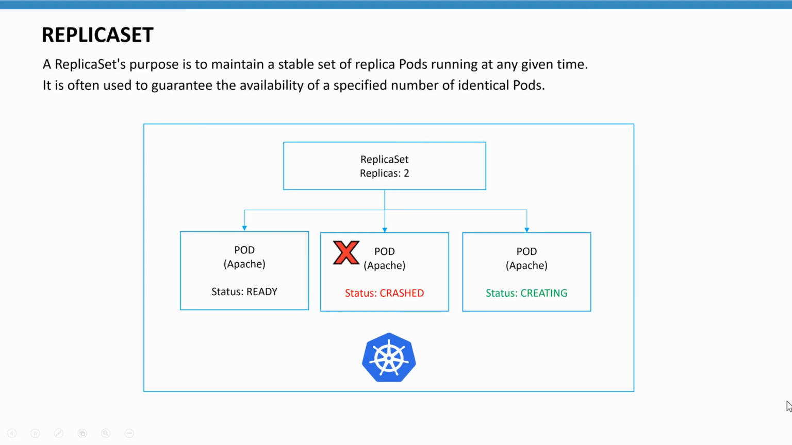If you look at the diagram, every pod has more than one container. Replica set. The purpose of the replica set is to maintain a stable set of replica pods running at any given time. Look at the diagram. In this replica set, I mentioned two replicas for the given pod Apache. If one of the pods fails, the replica set will look for the desired state and create a new pod automatically. It is used to guarantee the availability of a specified number of identical pods.